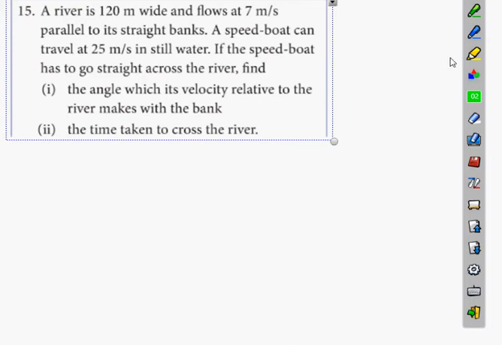So what angle does it go across, and the time taken to cross the river? Okay, not too bad. So what we're going to do first is just do a quick diagram.